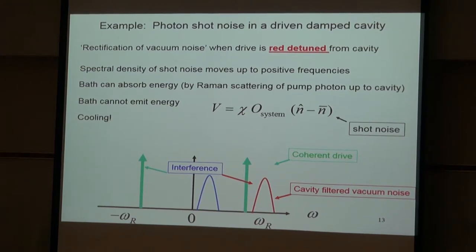And secretly, the microscopic way that it does that is a Raman process, where your pump photon scatters off some fluctuation in the system and moves up to the cavity resonance, where there's a high density of states, absorbing energy from the system. And when it tries to scatter down, there's no density of states there. So that's how optomechanical cooling works, for example. Okay. So the shot noise is cold, and you can even, in some circumstances, assign a temperature to it.